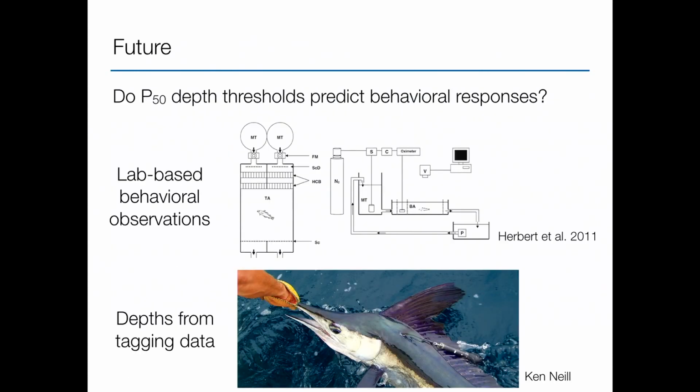Also making this connection to behavior. Right now, I was just looking at sort of physiological changes as these animals are moving around, but this can be connected to what the animals are actually doing. There's two ways of doing that, either looking in the lab and using lab-based behavioral observations, or there's a lot of tagging data from tunas that can be used to also look at this. I've been trying to find some people who would be willing to share data, which has been a bit of a challenge, but there is a potential to actually use the tagging data to look more into this.